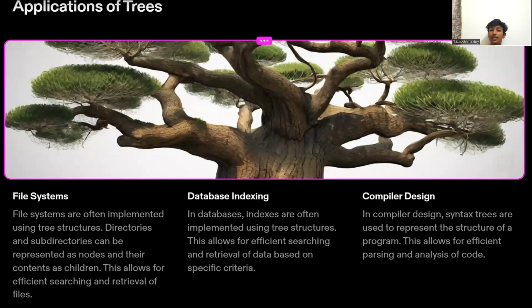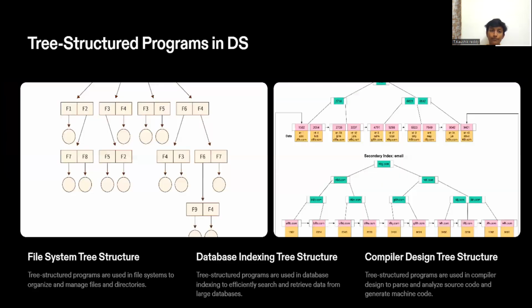Next, compiler design. In compiler design, syntax trees are used to represent the structure of a program. This allows for efficient parsing and analysis of code. So these three, file systems, database indexing, and compiler design, are applications of this. In compiler design, syntax trees are used to represent the structure of a program, allowing efficient parsing and analysis of code.